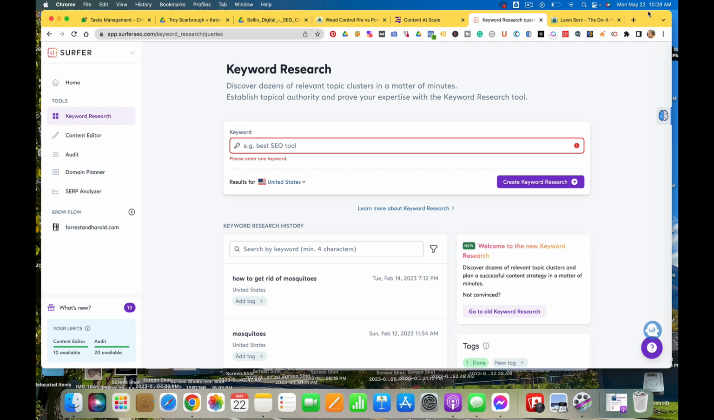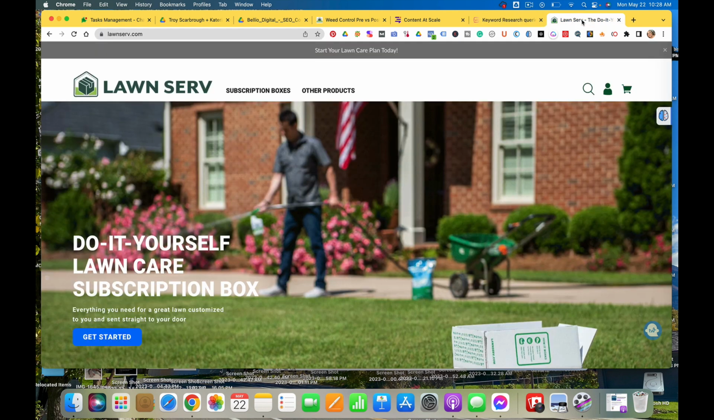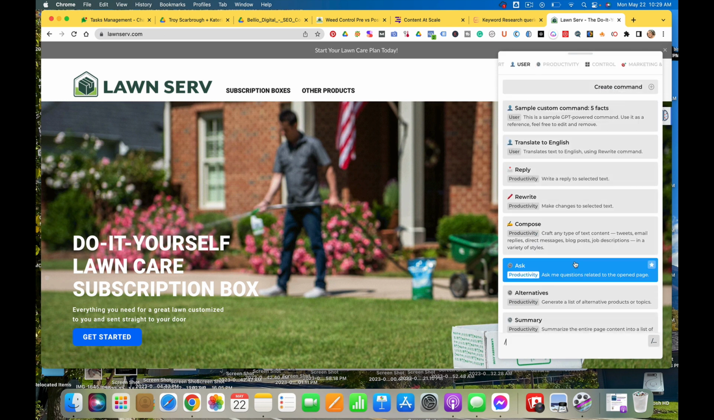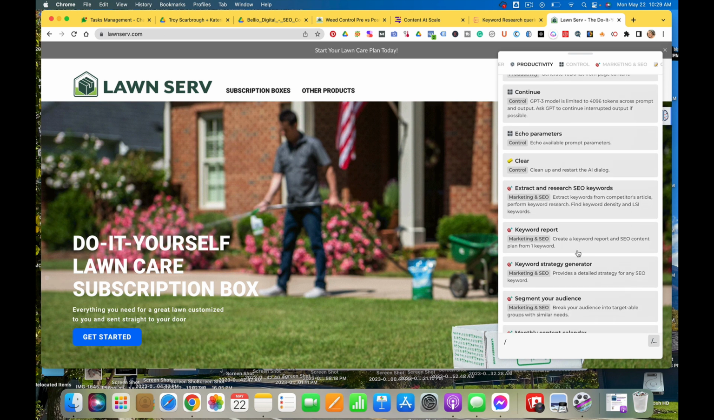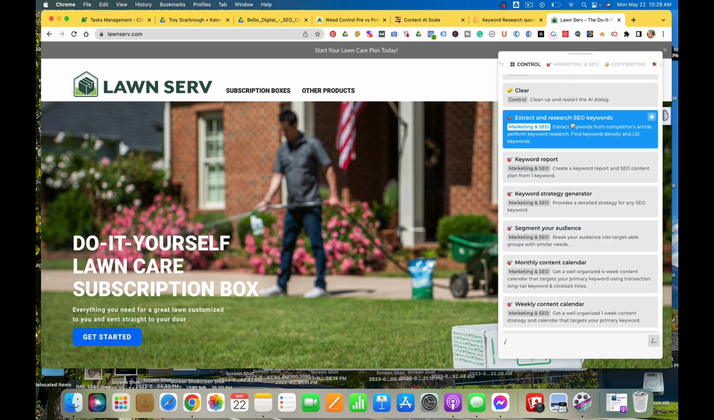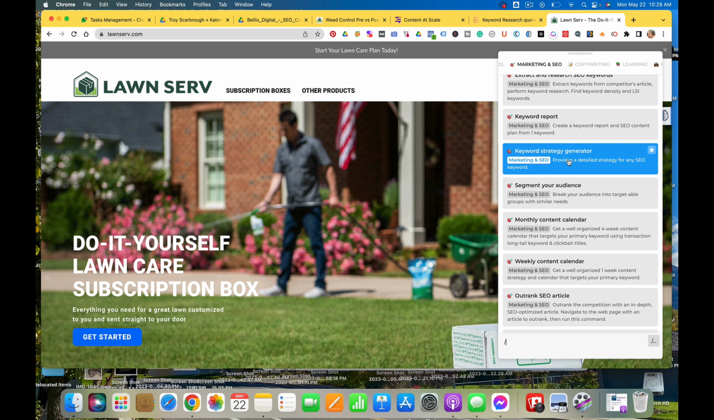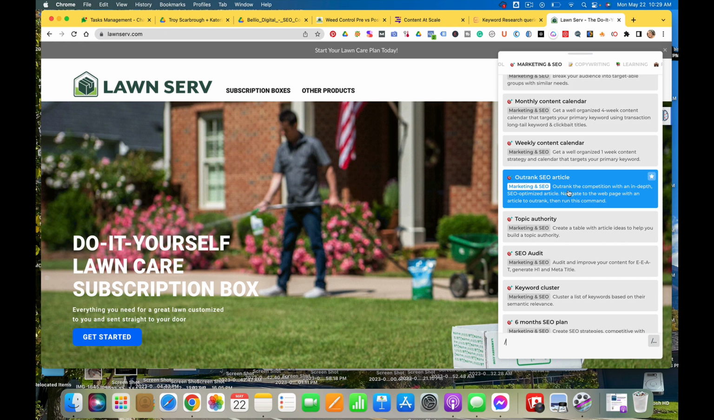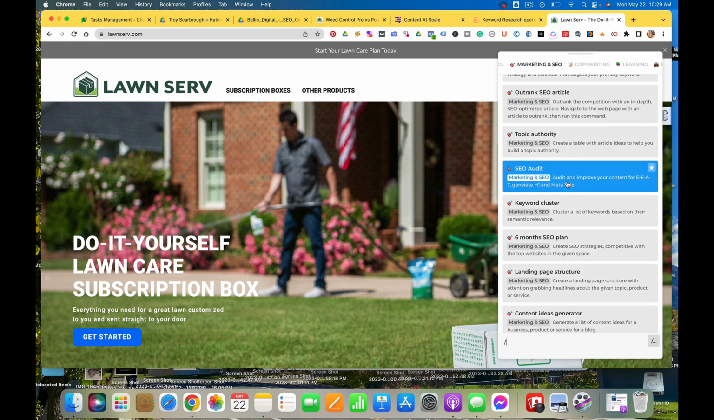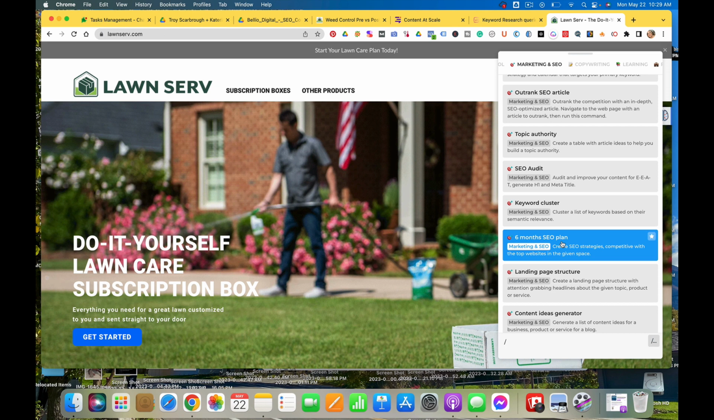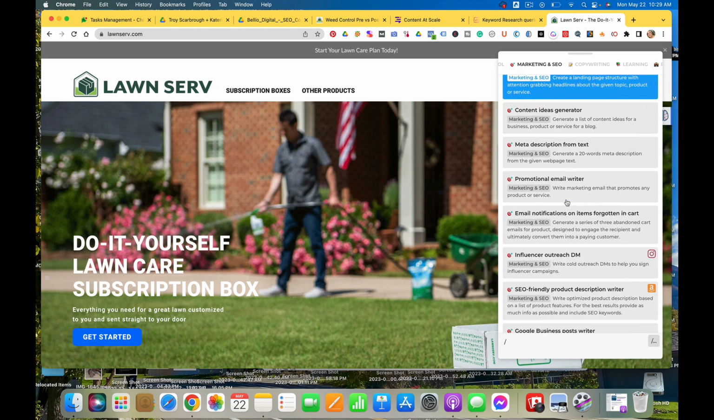At GIDFM, we use some extensions on Chrome. What I like to use is this one, Harpa AI, which gives us a lot of options for SEO. Coming down here, we can do a keyword report. We can extract and research keywords from a competitor. We can do a keyword strategy generator. I think we can also outrank another SEO article, and complete an SEO audit. We could also do a keyword cluster, which is very important, and we'll use that. A 6-month SEO plan is really good, and there's landing page structure. There are a lot of really great things to use on here.